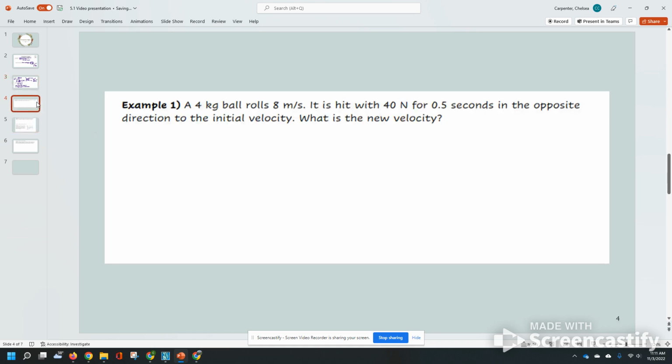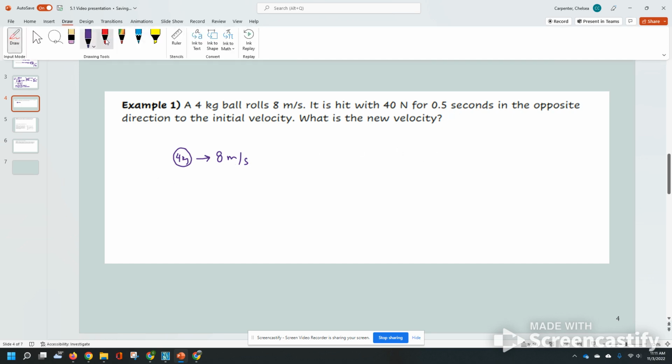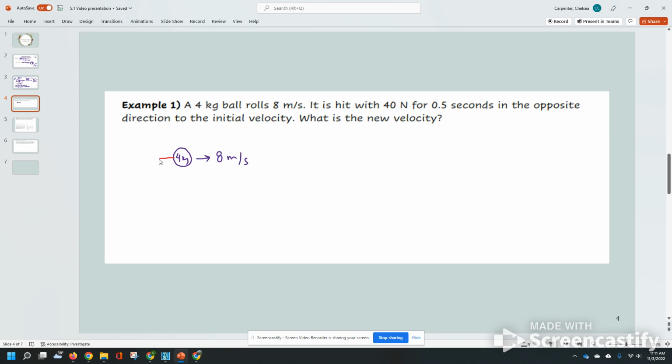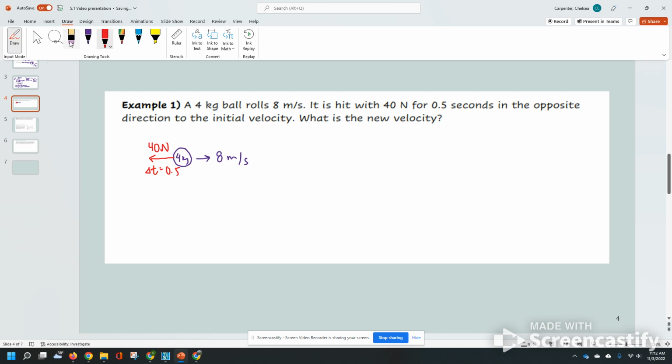First example, we have a 4 kilogram ball rolling 8 meters per second. It is hit with a 40 Newton force in the opposite direction, for 0.5 seconds. What is the new velocity?